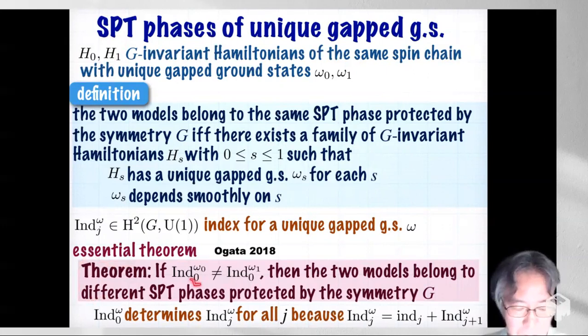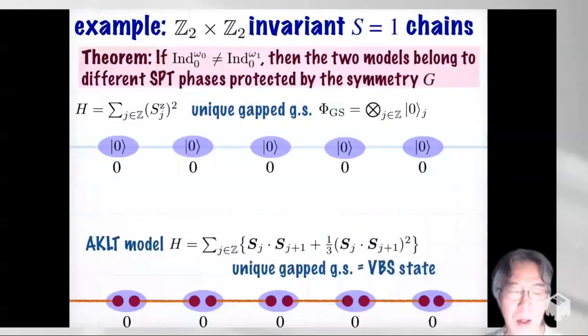And here I use the Ogata index at the origin, but you don't have to use origin because anyway, we know all these local spin indices. So if you know the Ogata index at the origin, then of course by using this additivity, you know Ogata index for all other sites. Okay, so this can be an arbitrary site.